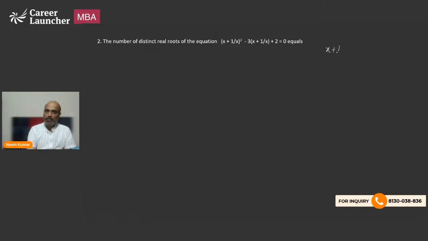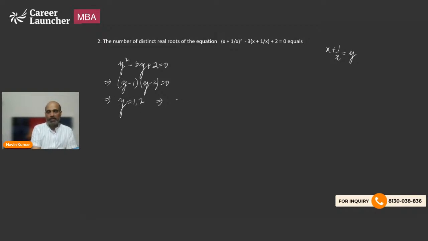So you can see that x plus 1 by x is common, right? We can write that as y or t or a, completely our choice. So the equation changes to y square minus 3y plus 2 is equal to 0. Now this can be factorized as y minus 1 into y minus 2 is equal to 0. This gives us y is equal to 1 or 2.